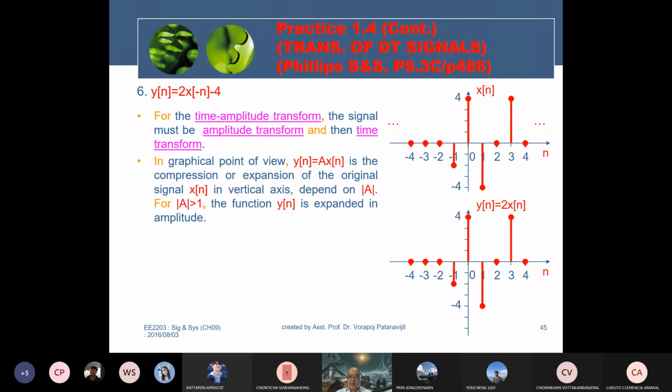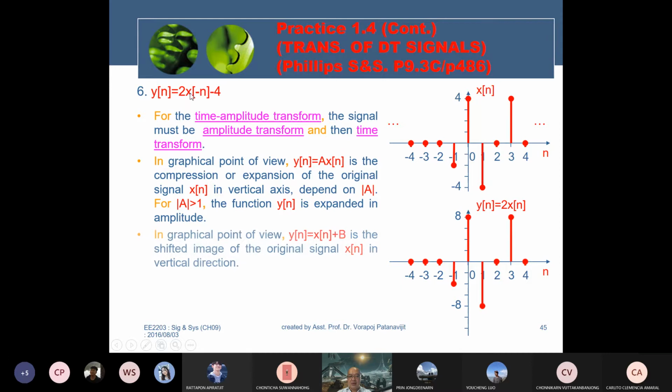From the graphical point of view, for the amplitude scaling, in this case a equals 2. yn equal to axn can be the compression or the expansion of the original signal xn in the vertical axis, depending on absolute a. In this case, absolute a equals 2. Therefore, the function yn will be expanded in amplitude. We expand by double, changing from 4 to 8.